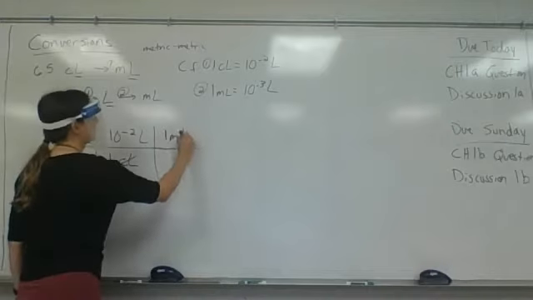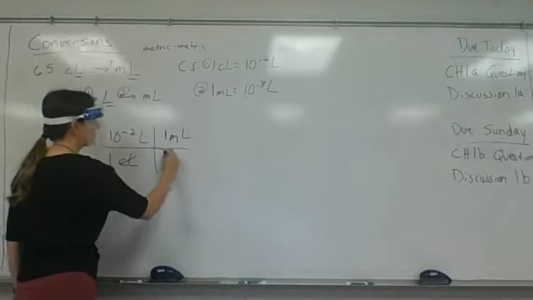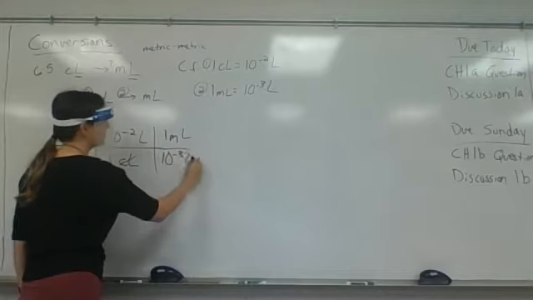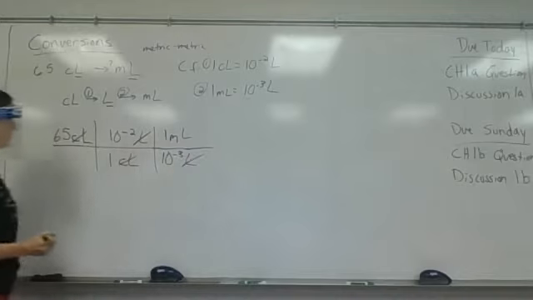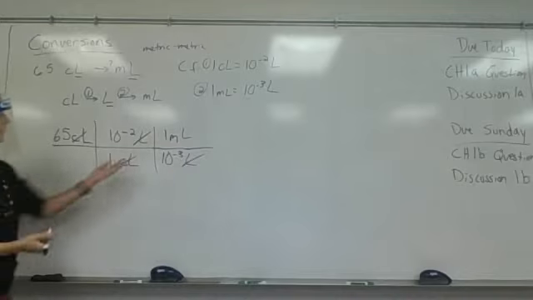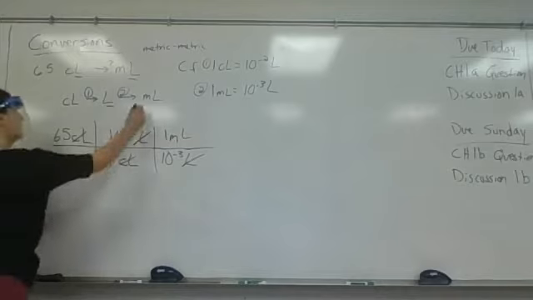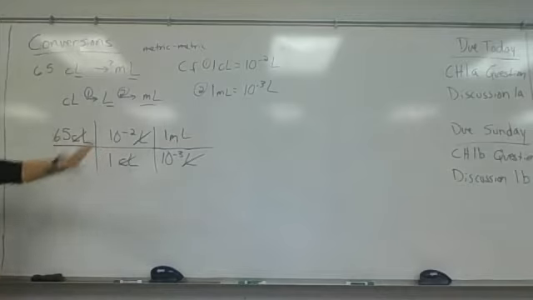Top. Why? I want to cancel out the liters, so we need milliliters on top so that liters can go on bottom. That way, liters are on opposite sides. Those will cancel. And now all the units we have left are milliliters, and that's exactly what we want. So calculate this out.